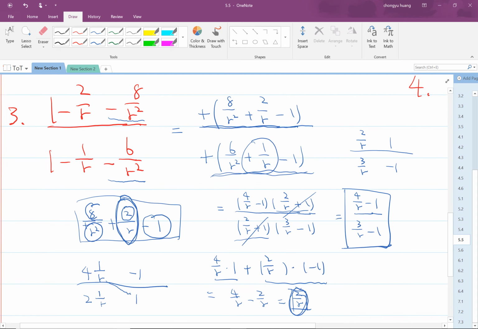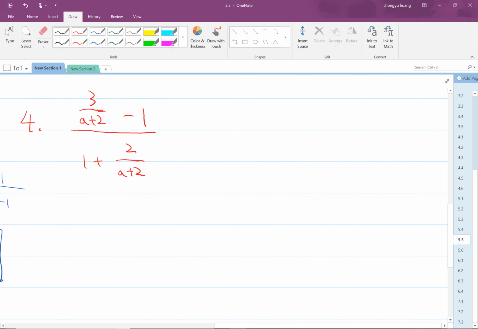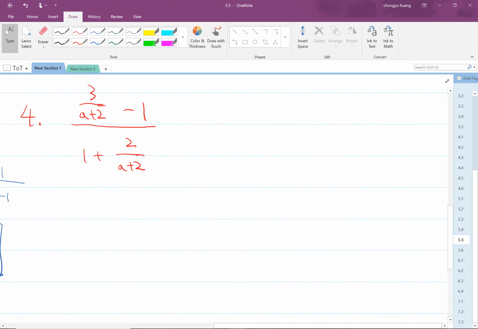Okay, so let's move into question 4. For question 4, you take a look at this question. Like the first thing you notice is that you're looking at this expression. You see, you just cannot simplify anything out of it, right?